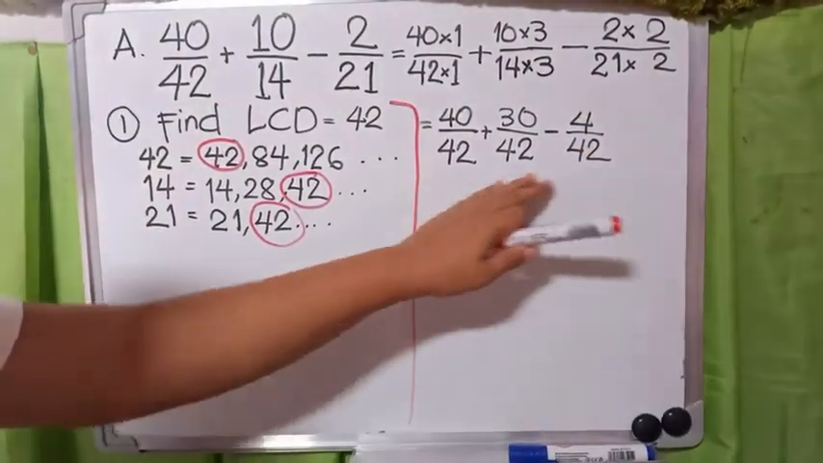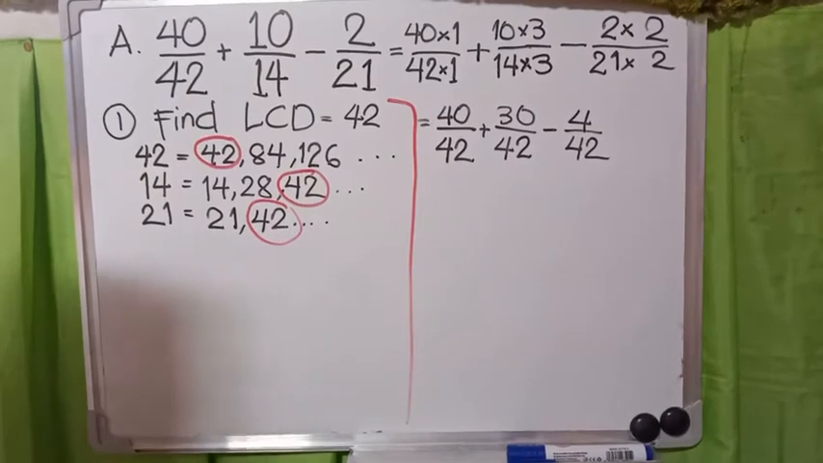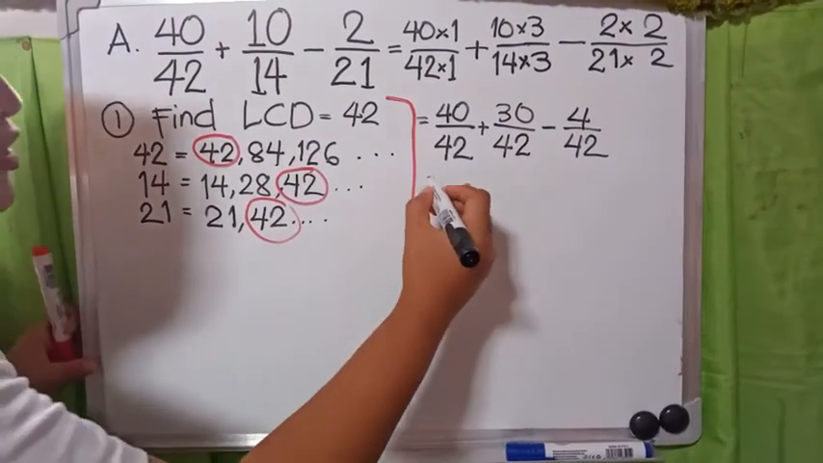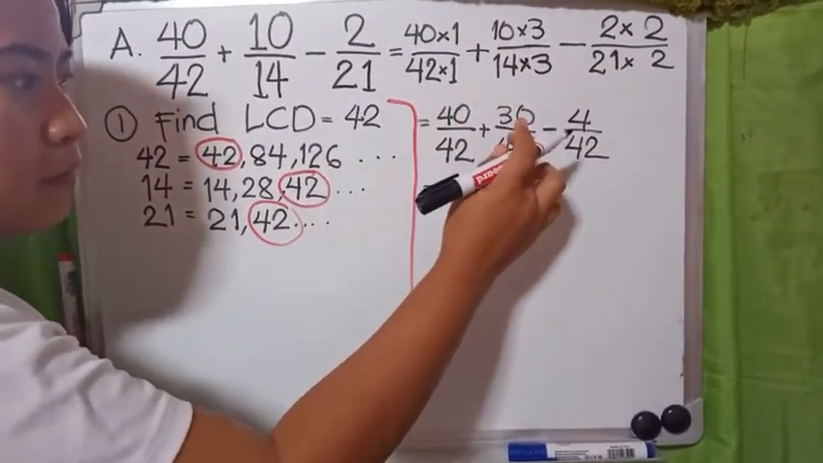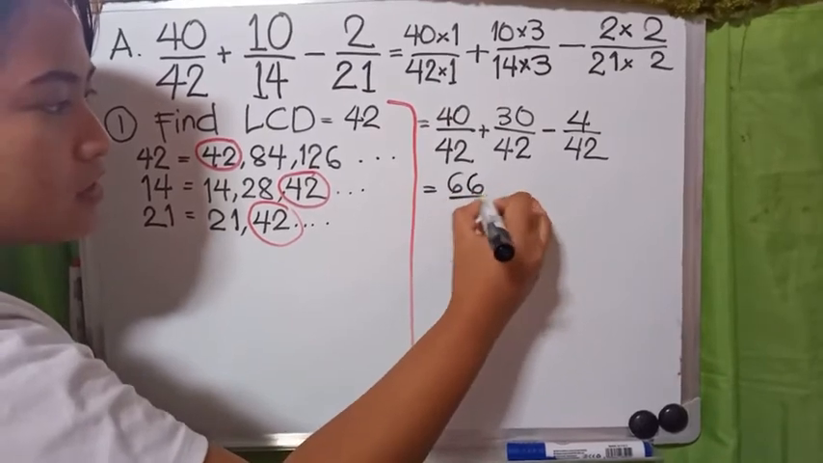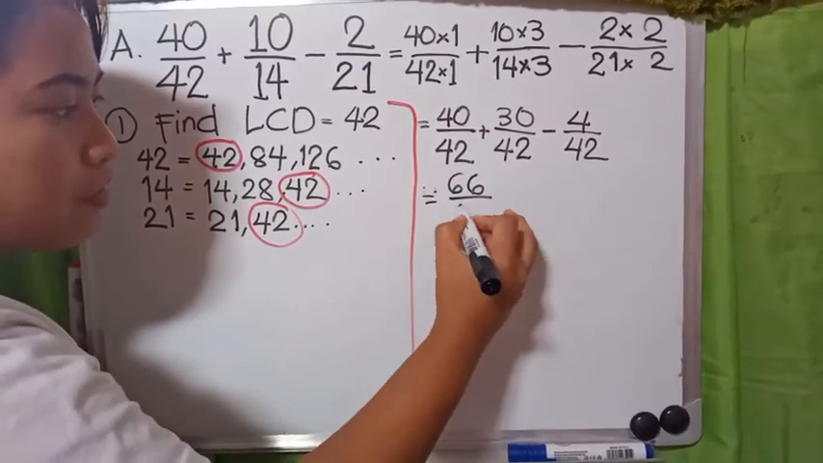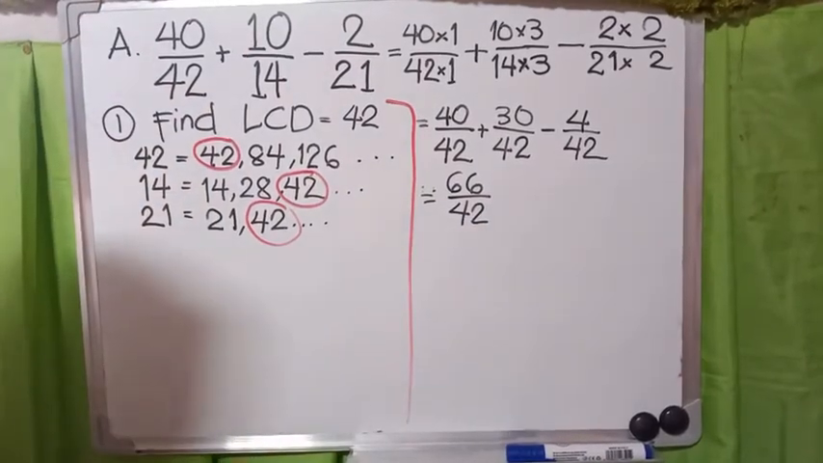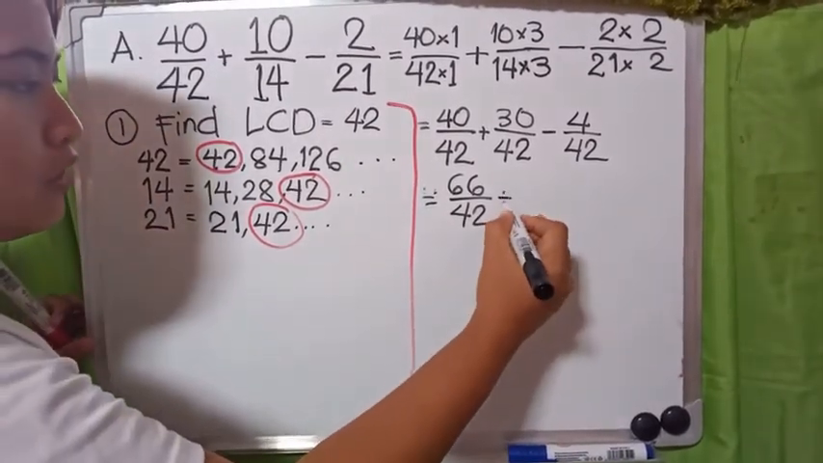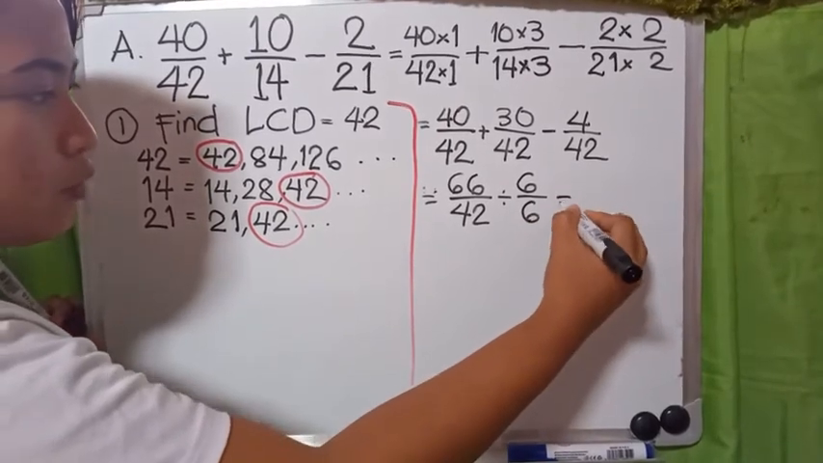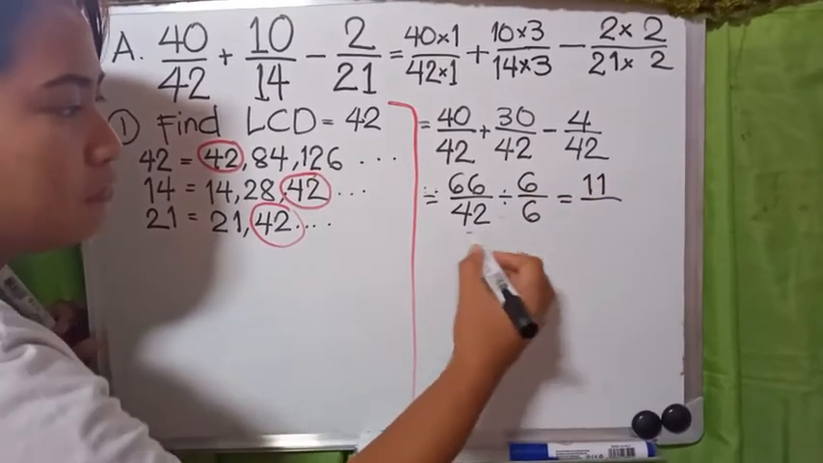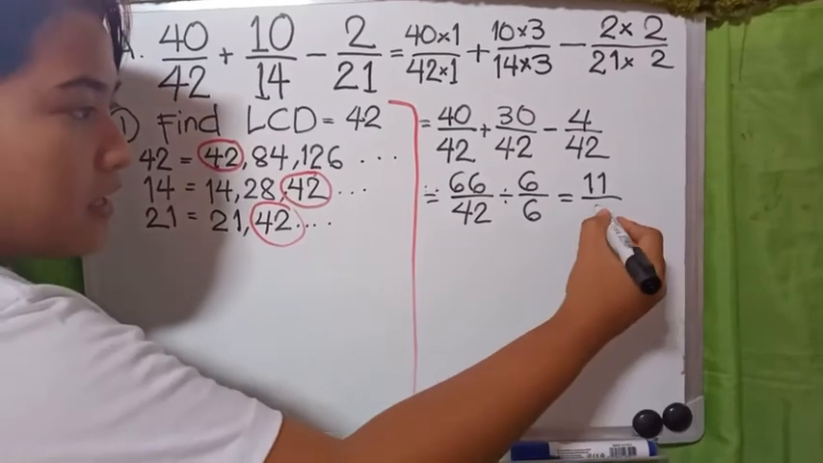If you will observe the fractions now, we have like fractions because they have the same denominator. So we'll simply add 4 plus 30 minus 4, that is 30. Copy your denominator, 42. Is this our final answer? Not yet, because they have common factors. So we need to divide by 6. 66 divided by 6 is 11, and 42 divided by 6 is 7.